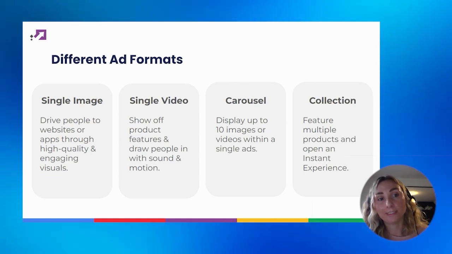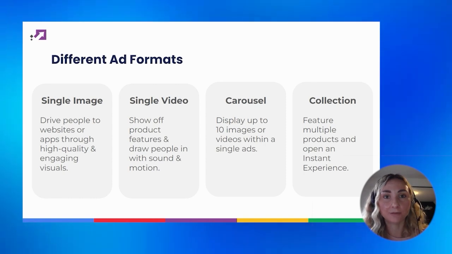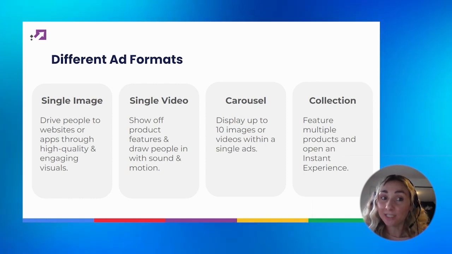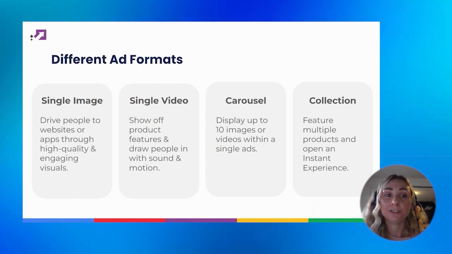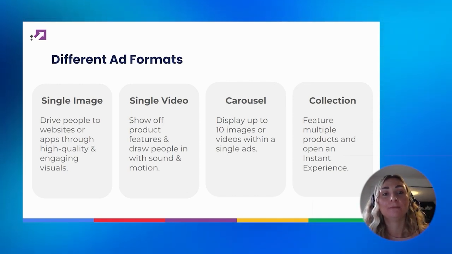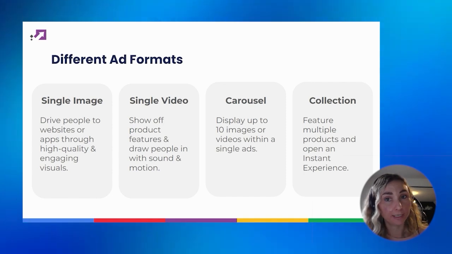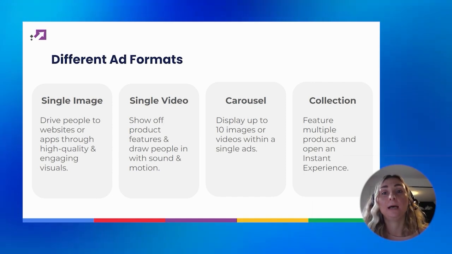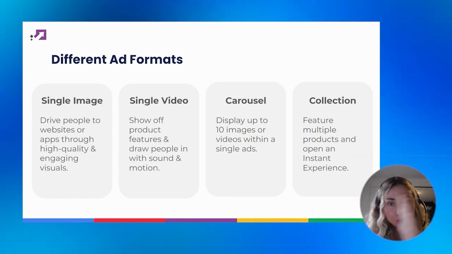There's 4 choices on Meta. You have a single image, hopefully self-explanatory, but a picture with some text. Single video, and here you can show off your product features with moving pictures, the movies. And then there's carousel ads, and here you can display up to 10 images or videos. A lot of people don't realize you can do it with videos within a single ad. So they're the ones you kind of scroll through.